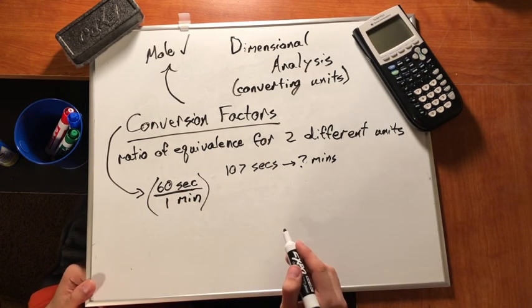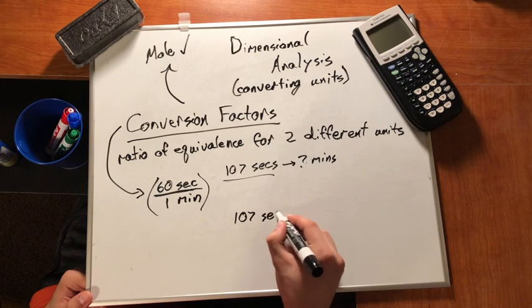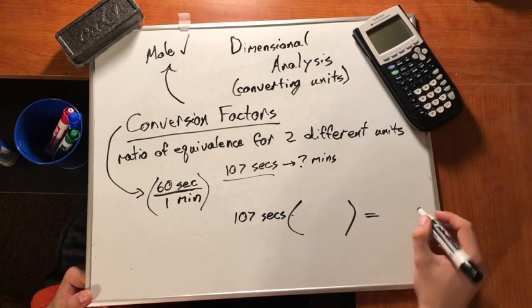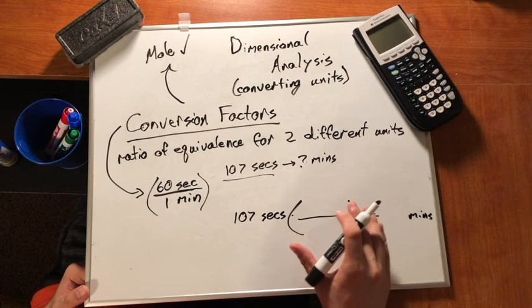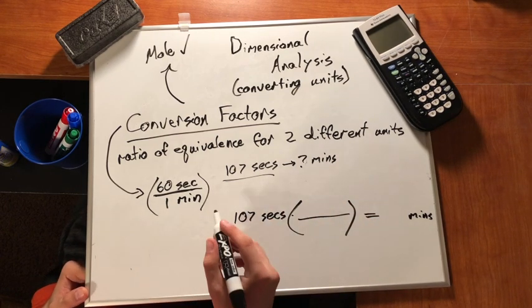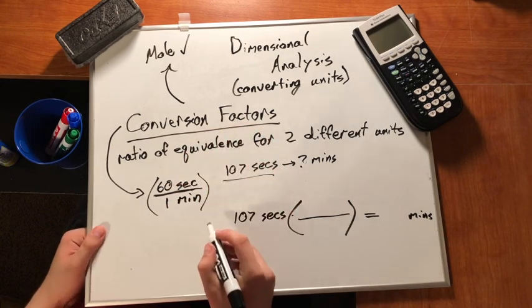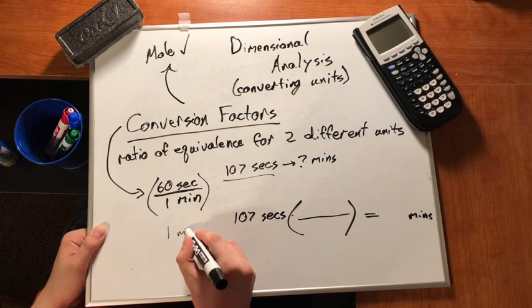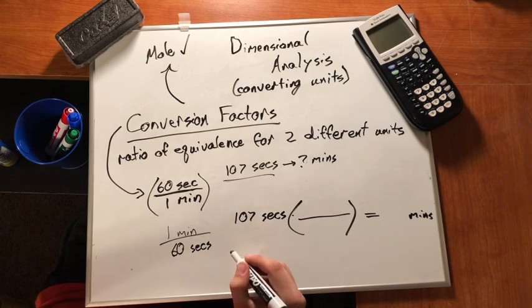The way I'm going to do this is I'm going to take my starting number and multiply it by my conversion factor to get my answer. Before I write this in, I can actually flip this conversion factor either way I want. I can say 60 seconds per minute, or I can say that there is 1 minute per 60 seconds. So conversion factors can be flipped either way, depending on how we want to use them.